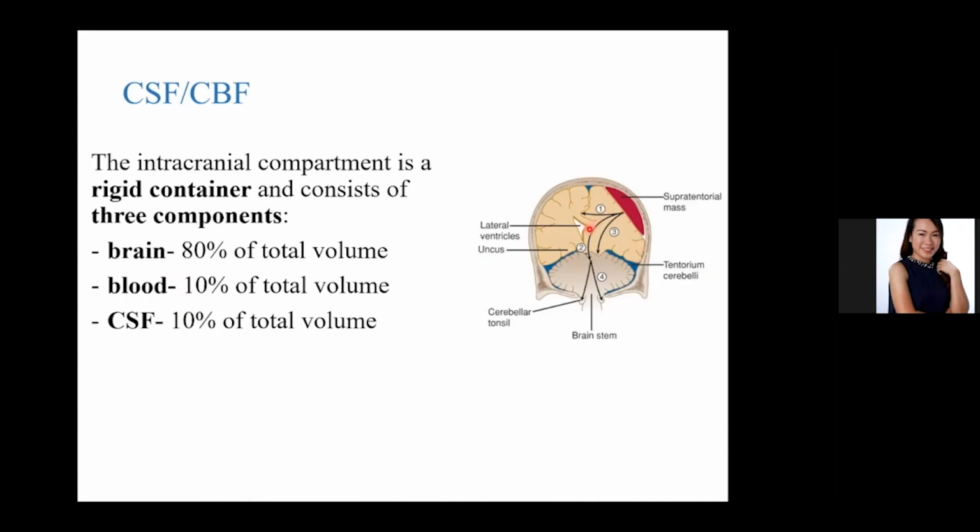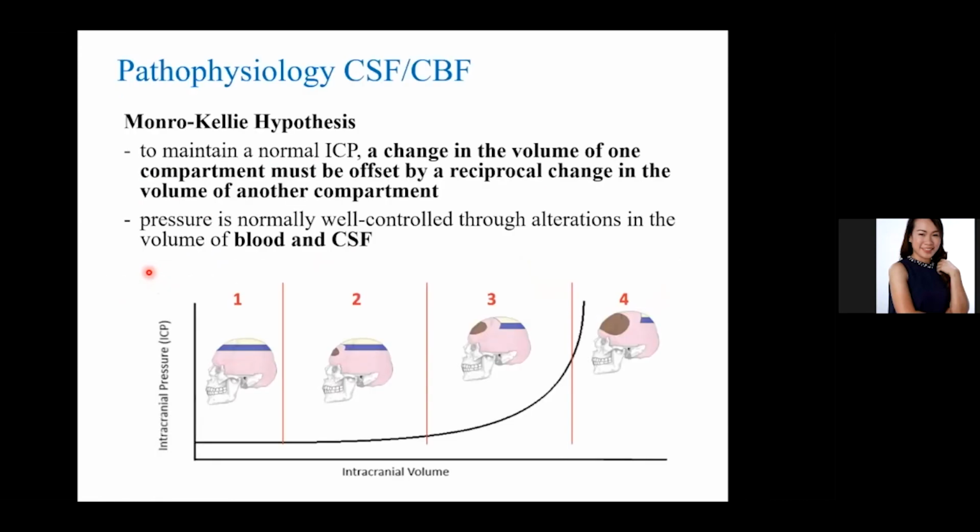So you can see here, class, there will be displacement of the structures such as the lateral ventricles. Instead of being midline, they are being displaced to the other portion of the brain. We have your tentorium cerebelli, as you can see here, there will be a herniation. The cerebellar tonsil will be herniated outside the opening, which is the foramen magnum. So that is what happens if one of the components of this rigid container, the intracranial compartment, is increased. This is where the Monro-Kellie hypothesis enters.